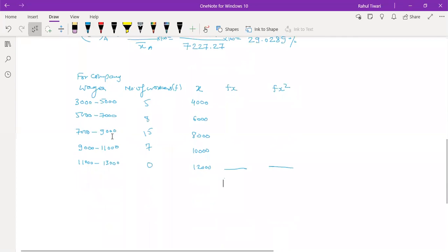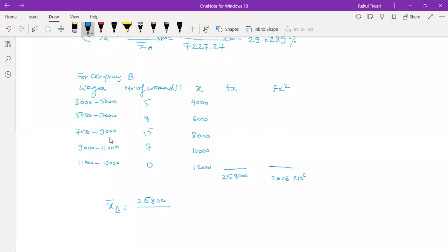So what will be summation fx here? If you just calculate, it is 258,000, and this is 2028 into 10 raised to 6. Similarly, you will get x bar from here. So x bar of B, I have not written B here, you can add B here. For company B we got the mean as this upon 35, so 258. Please don't do it like this as I'm doing here. Write all formulas first, everything, and follow the proper steps, and then you can write the answer later on. 7371.4285.